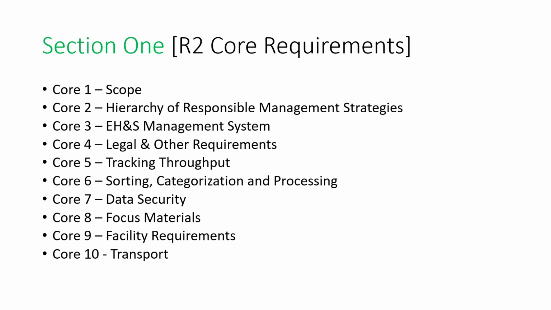Here we have Section 1 expanded just so we can see what all of these core requirements look like together before we go into them one by one. Core 1, scope. Core 2, hierarchy of responsible management strategies. Core 3, EH&S management system. Core 4, legal and other requirements. Core 5, tracking throughput. Core 6, sorting, categorization, and processing. Core 7, data security. Core 8, focus materials. Core 9, facility requirements. And Core 10, transport.